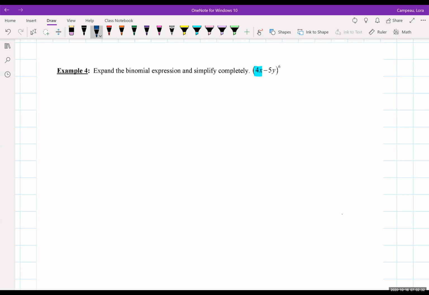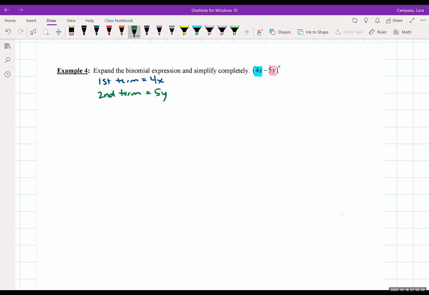Our first term in our case is a 4x. And our second term, also slightly more complicated than just a single variable, we are looking at the second term equaling, I think it's a 5y.